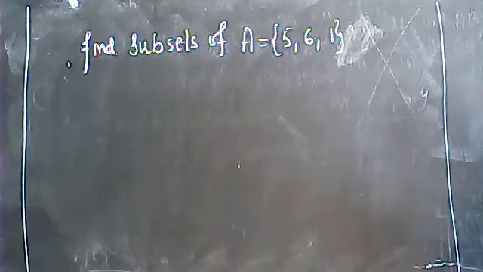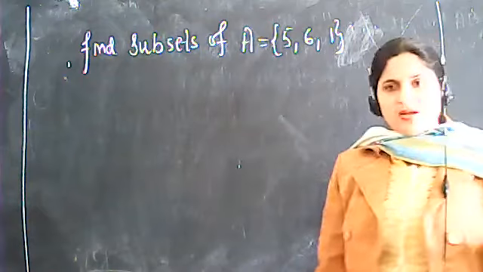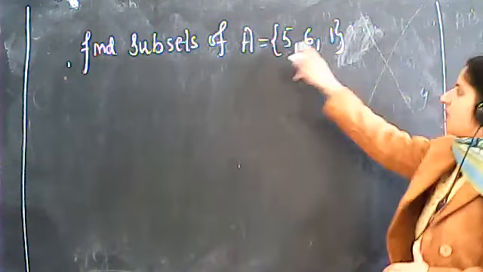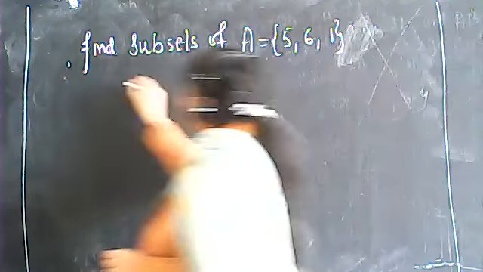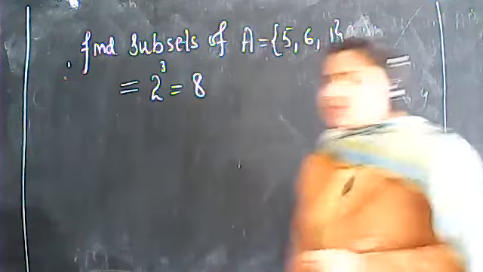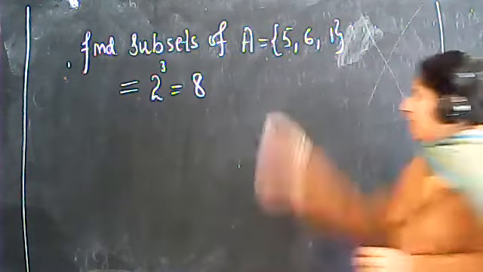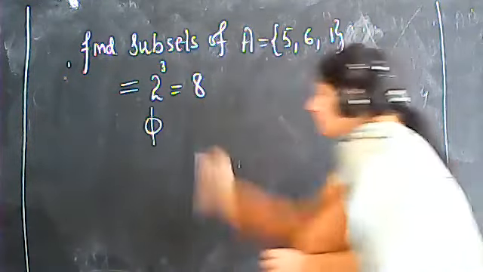We have been given a set A in which we have 2 elements. That example is already discussed. Now I am going to start with an example which consists of 3 elements. So A is a set which consists of 3 elements. So total number of subsets will be equal to 8. Now what will be the different subsets? Phi is a subset of every set.